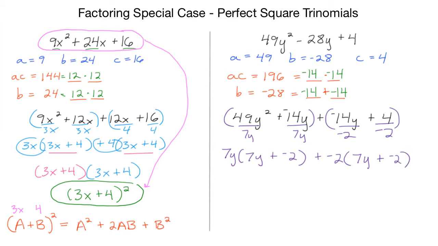Well, it looks like we're ending up with the same sort of thing. I've got common binomials, 7y plus negative 2. I like that. But then I have another 7y plus negative 2 that I'm left with. So because I have the same thing multiplied, I can rewrite this as 7y minus 2 squared.